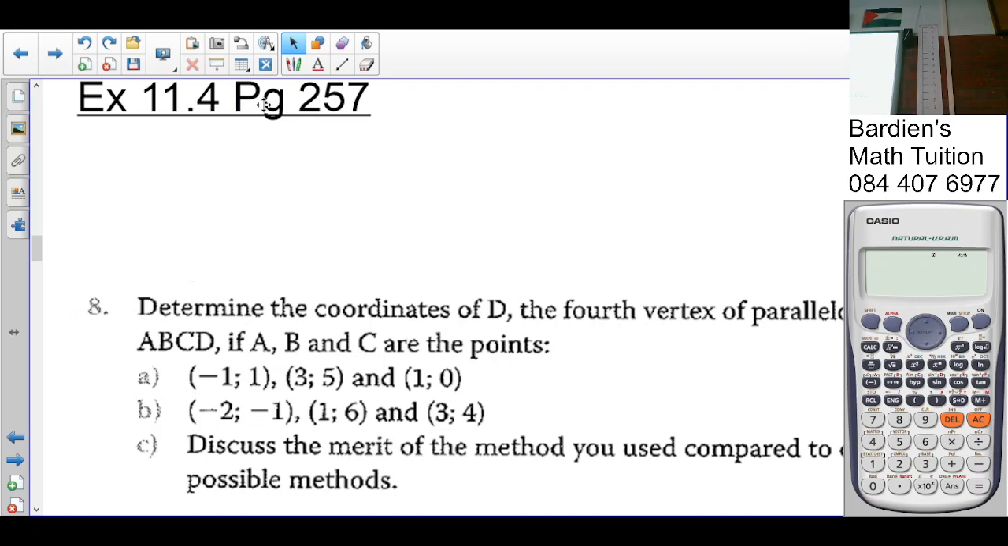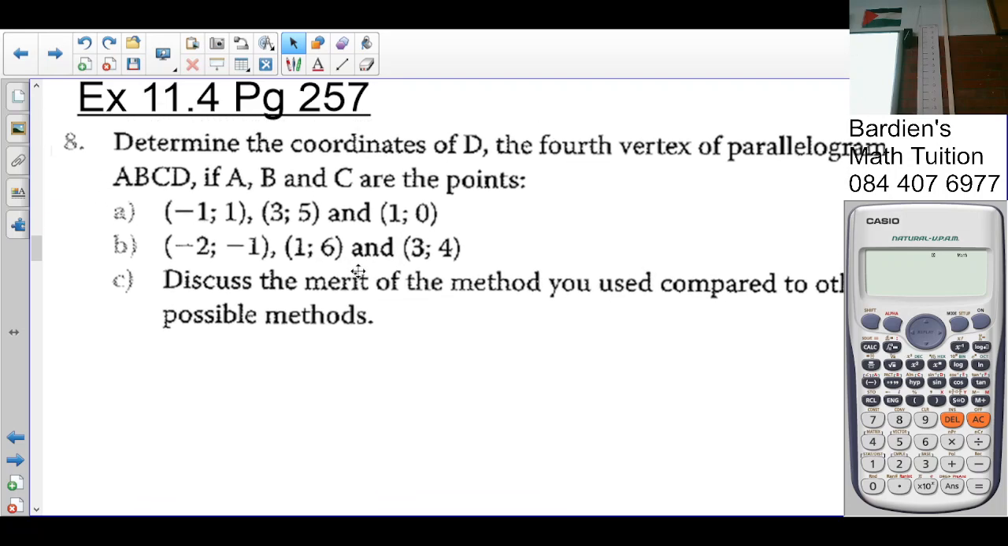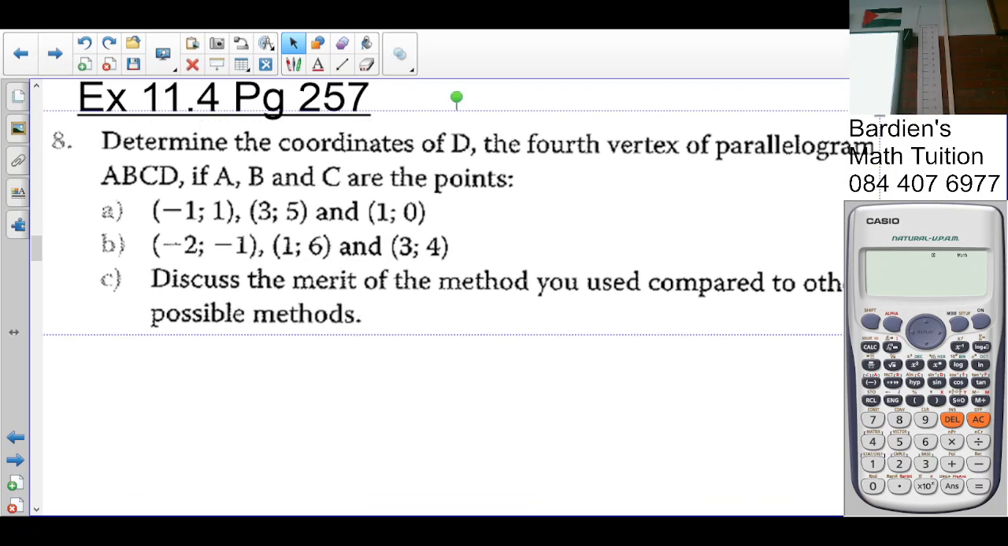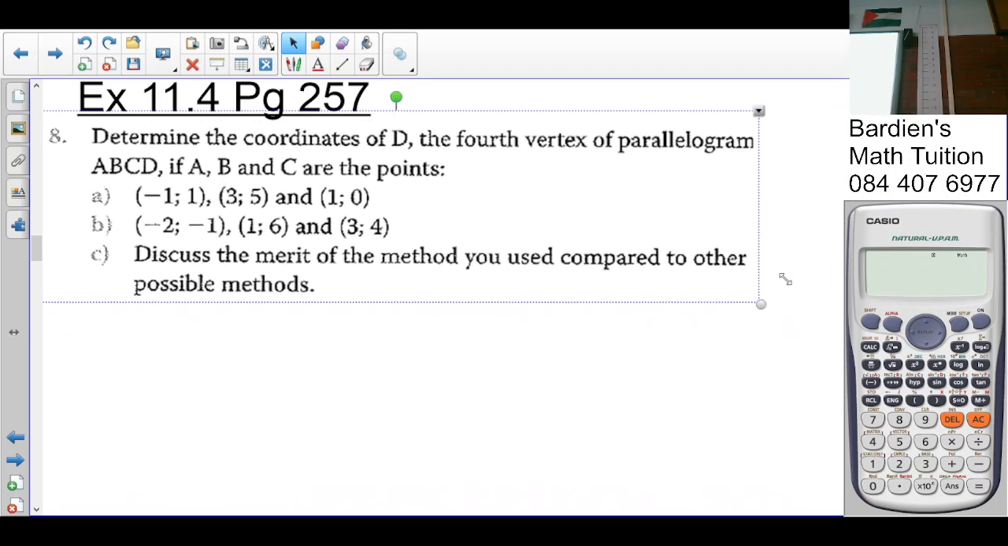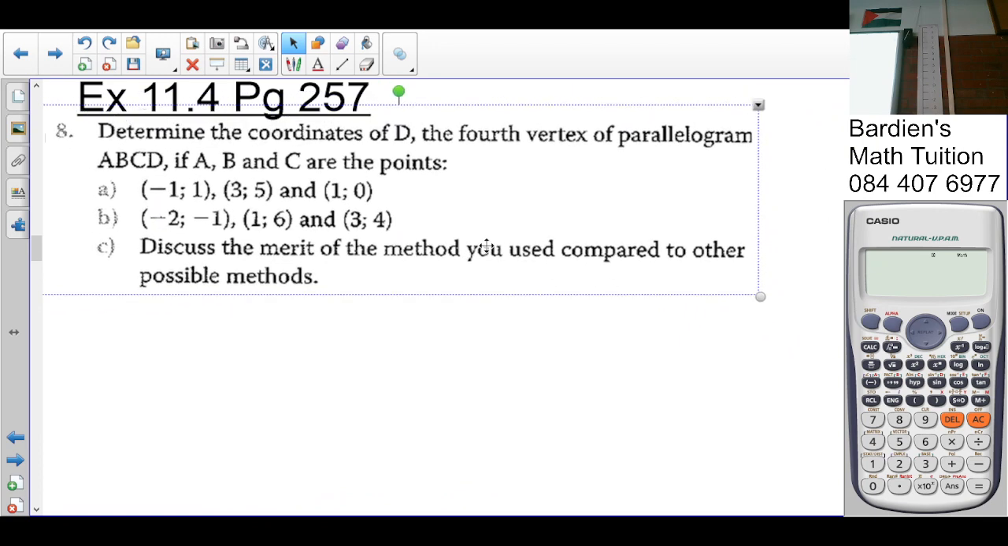Okay, is that you can do whatever makes sense to you at the time. As long as you're not making a mistake in your maths, you're going to get the same answer. And that's why maths is so easy. No? Because there's many ways of answering the same thing. People, question 8. It says determine the coordinates of D, the fourth vertex of the parallelogram ABCD, if.